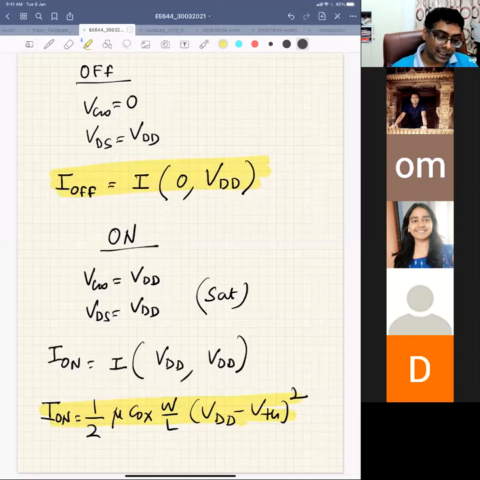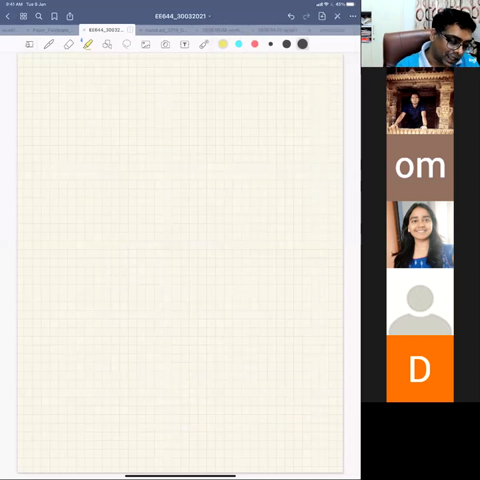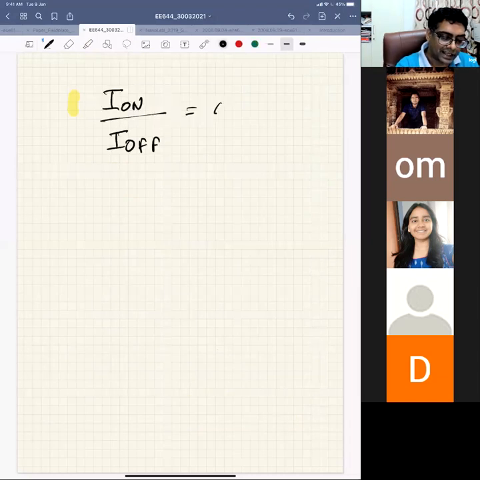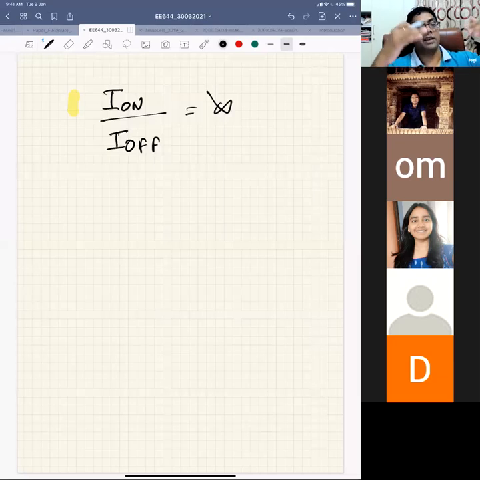And ideally, this I on by I off should be infinite, because when the transistor is off, it should not conduct any current. But this is not true for MOS transistors. Even if your VGS is equal to 0, your gate voltage is 0, there is a finite amount of current flowing. That current might be very small, but there is a current flowing.